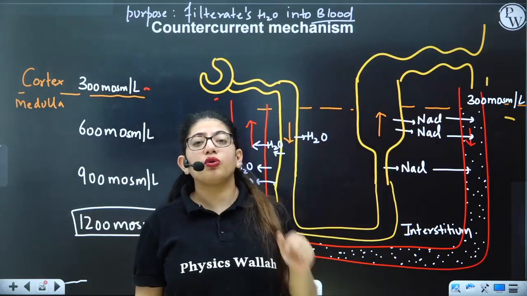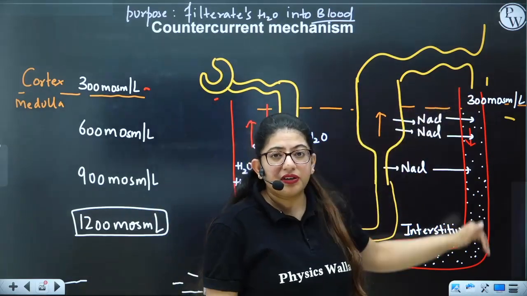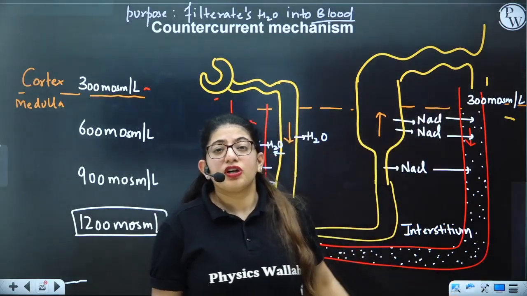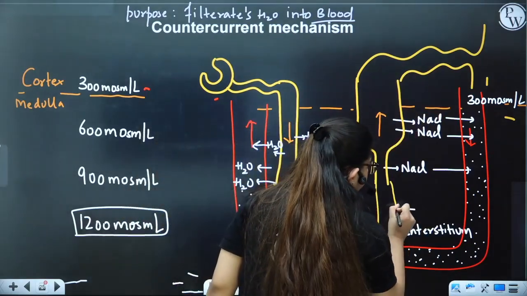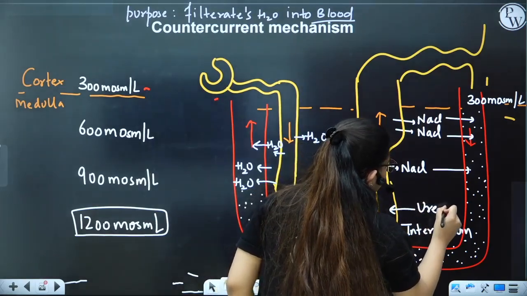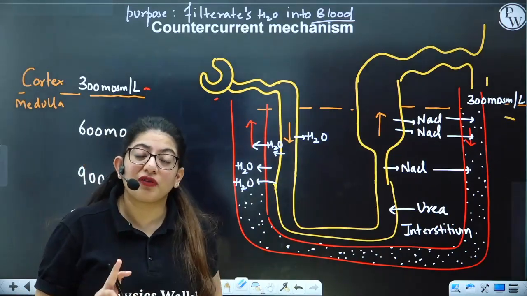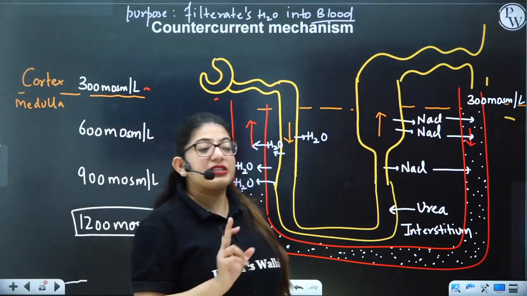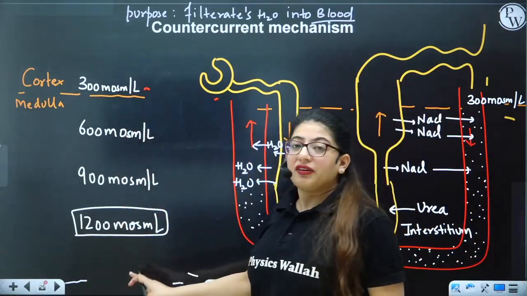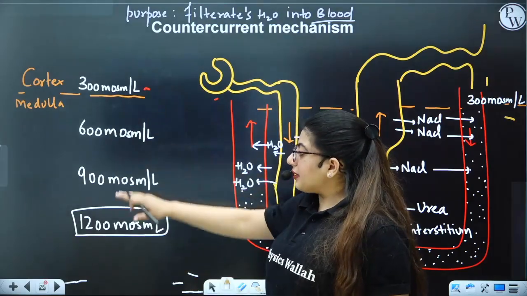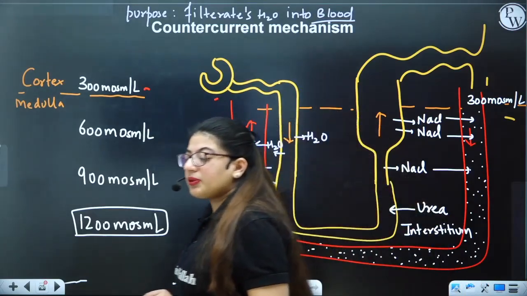But we don't want this to stop at one point, and we also don't want the gradient, from 300 to 1200 milliosmol, to be disturbed. So the urea that is coming from the collecting duct will enter here. When the urea enters, the osmolarity of the loop of Henle will be maintained, and this is what we wanted, right? That's why we say NaCl and urea play a vital role in the countercurrent mechanism for maintaining this gradient, wherein down the medulla, the osmolarity increases how many times? Four times. The osmolarity has been increased 4 times.